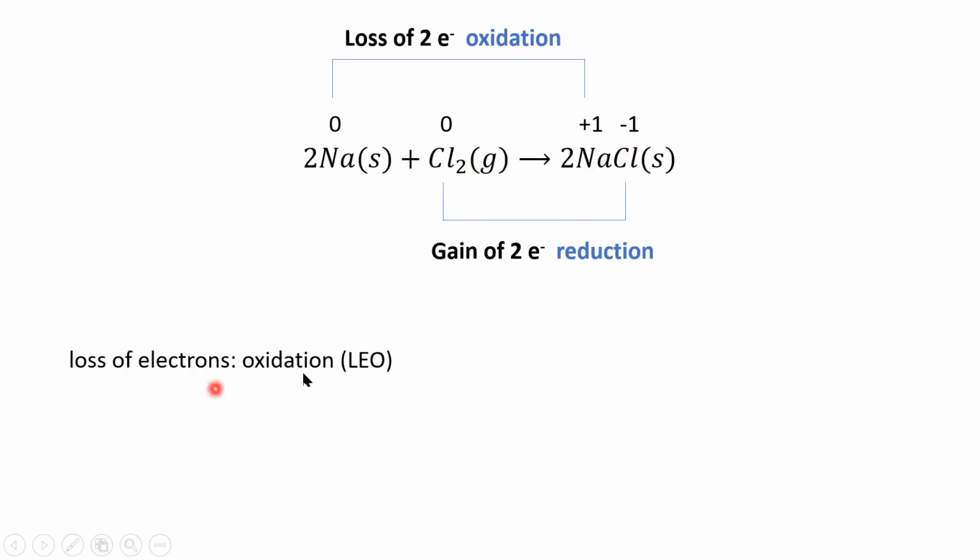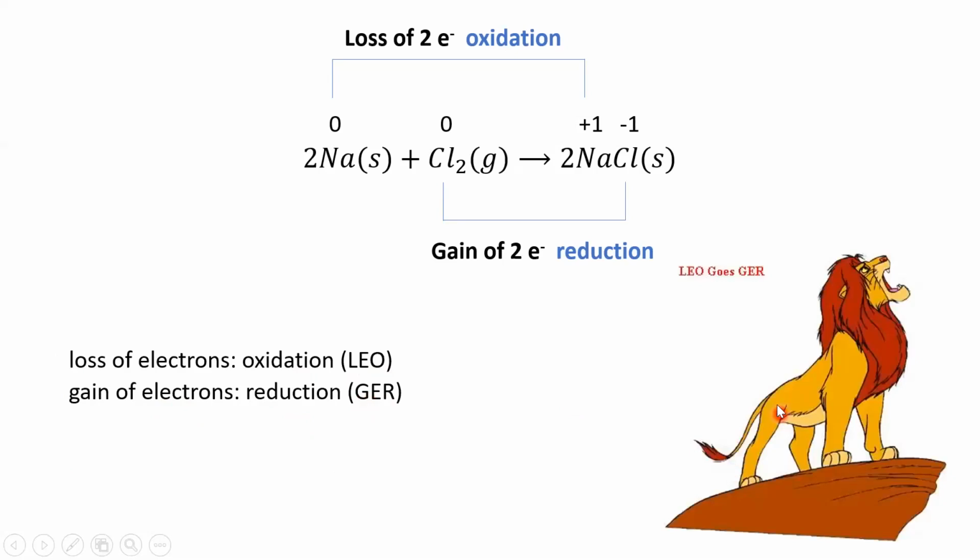Now, loss of electrons is oxidation. We could shorthand that as LEO, lose electrons, oxidation. Gaining electrons is reduction. We could shorthand that as GER, gain electrons, reduction. Now, this is kind of silly, and you can find all different ways to do this, but here's a little lion here. Leo goes grr is a way to remember this. Lose electrons, oxidation, gain electrons, reduction. Leo goes grr. Just a little trick to remember which is which.